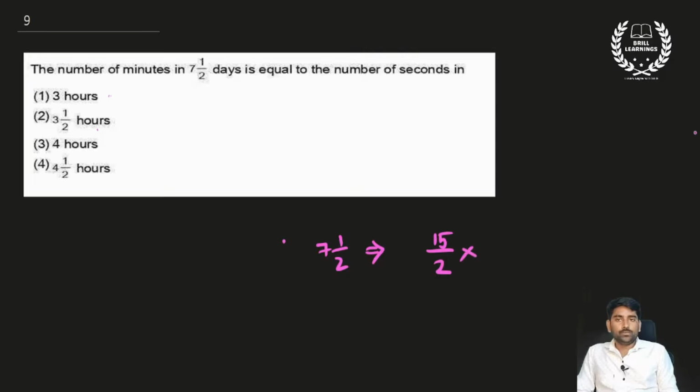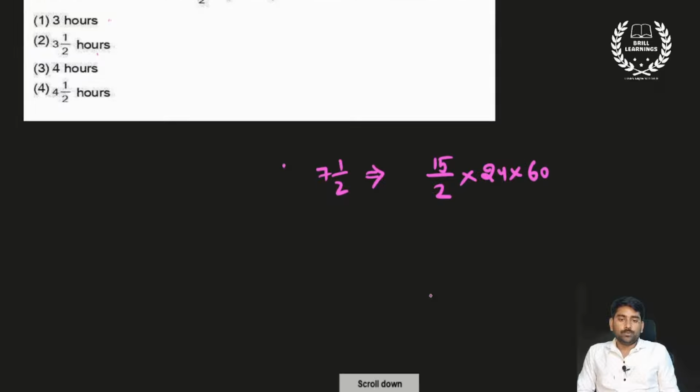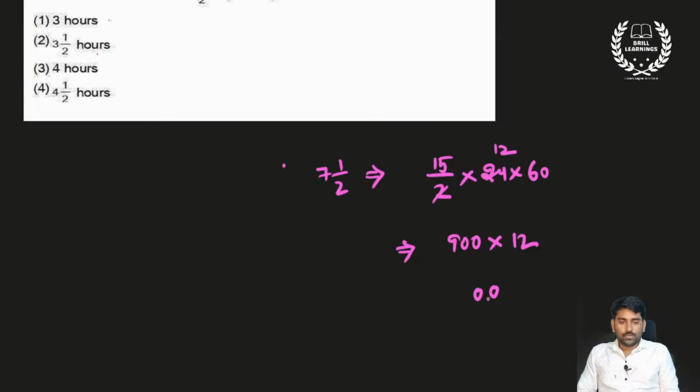Convert these days into minutes. So 24 hours, and for each hour we have 60 minutes. So simplify this total value. Now simplify this expression. 15 into 6 is 900, into 12, so 9 into 12 is 108. We have 10,800 minutes here.